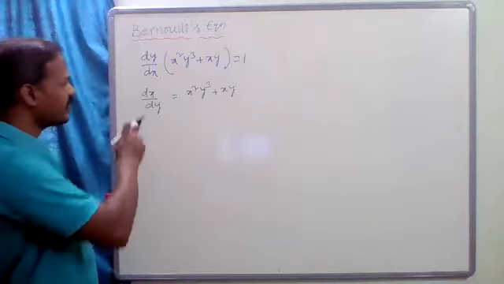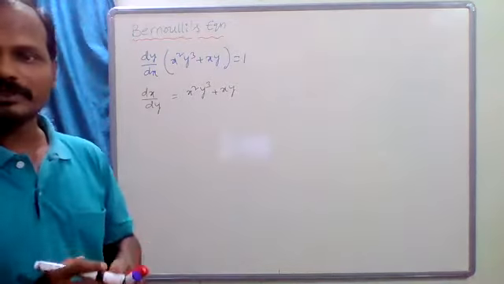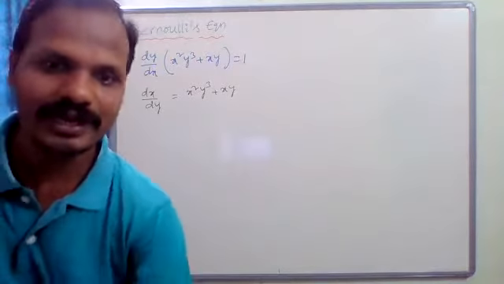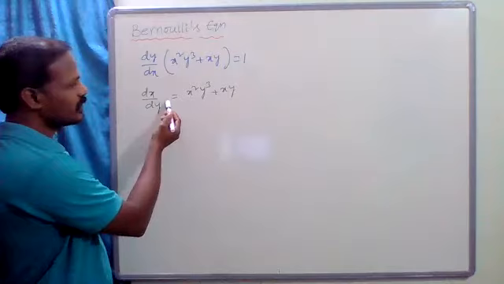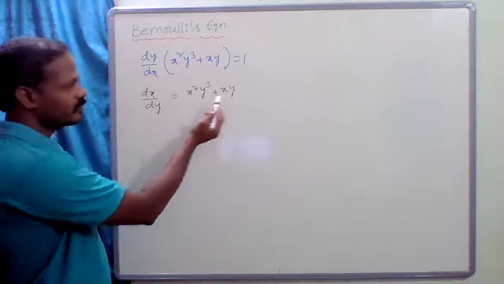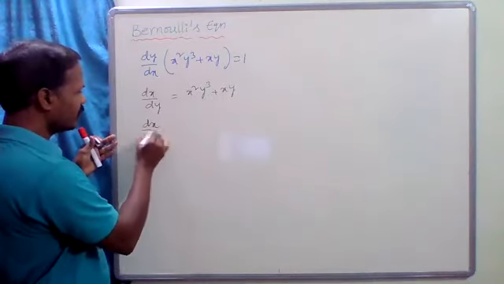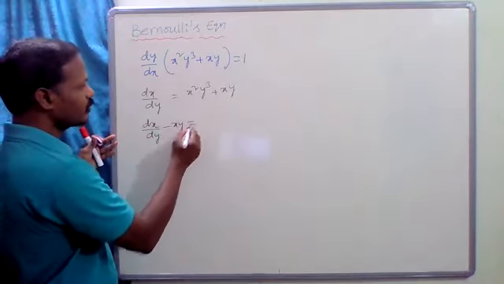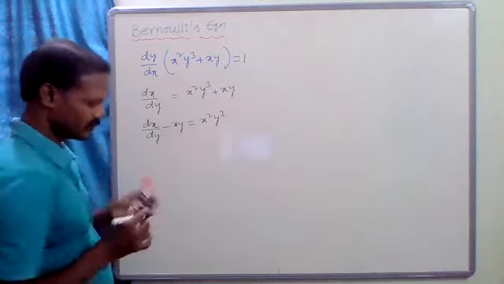To get linear in x, because here dx by dy is there, we have to think about linear in x. So you move this term only to the left side. If you take the other term to the left side, it's not linear. So dx by dy minus xy equals x square y cube.